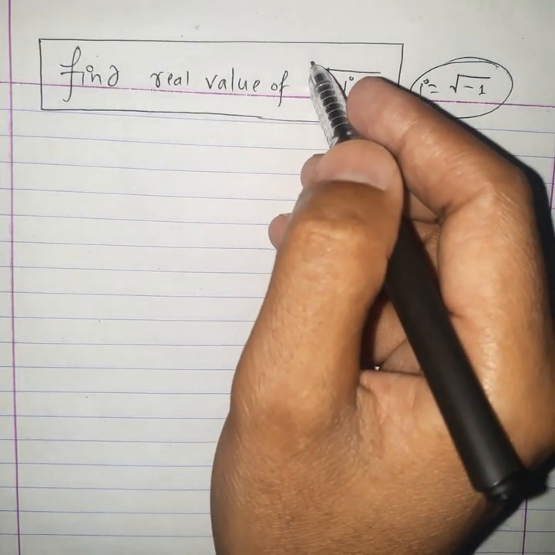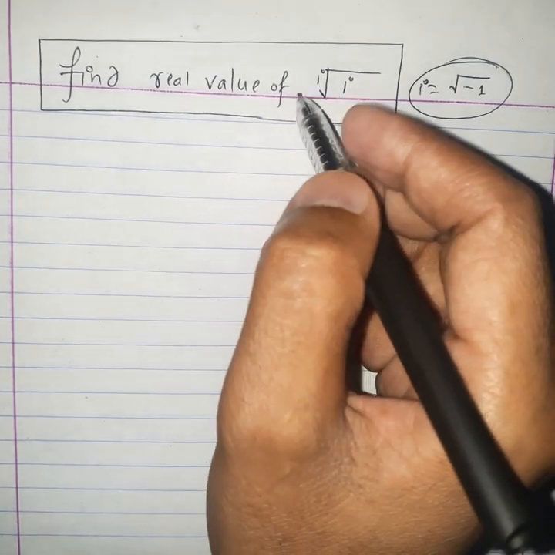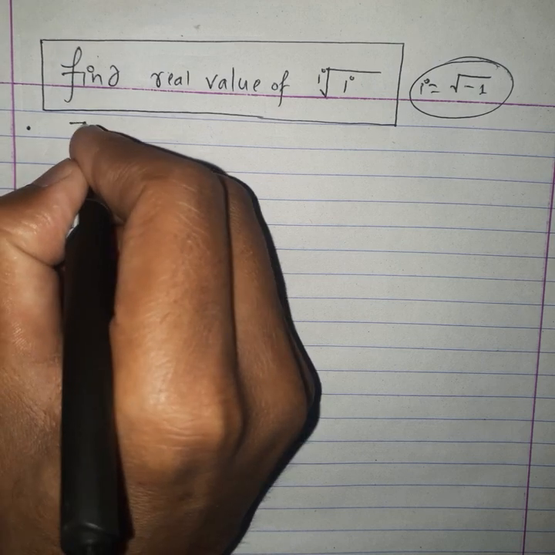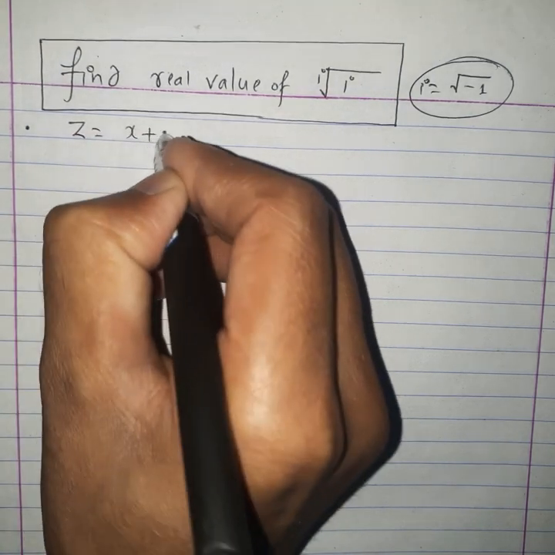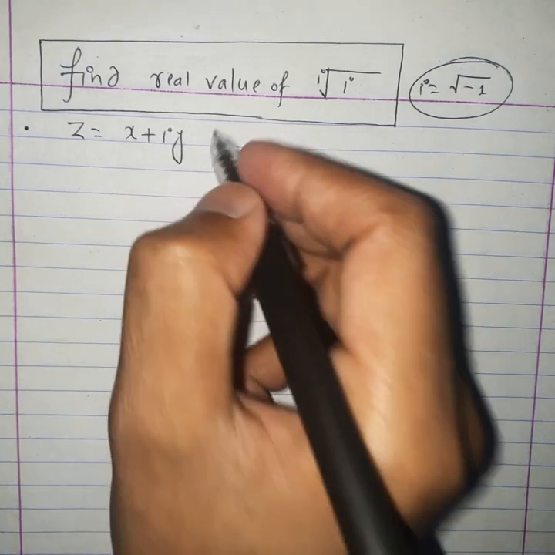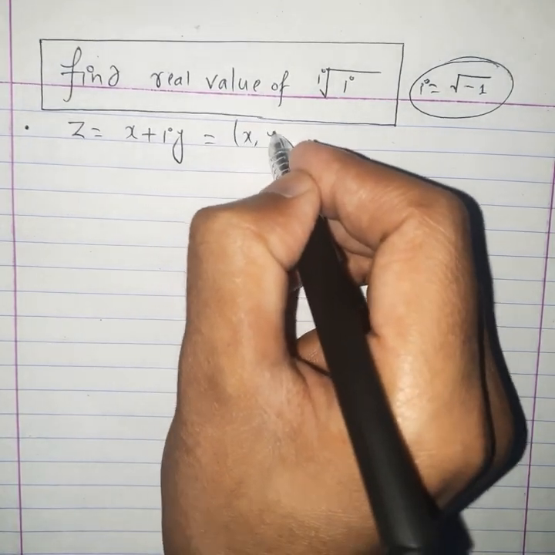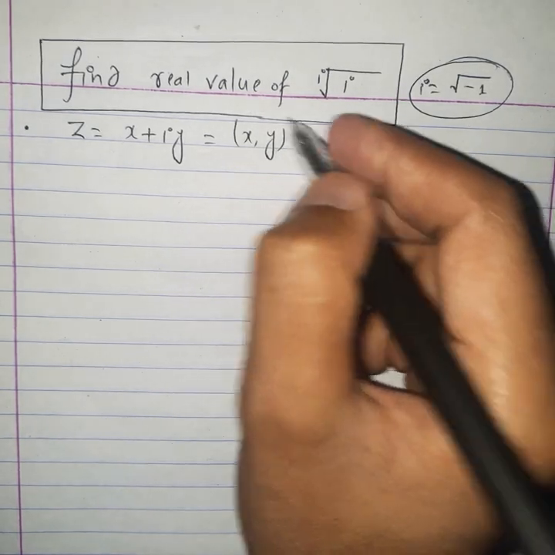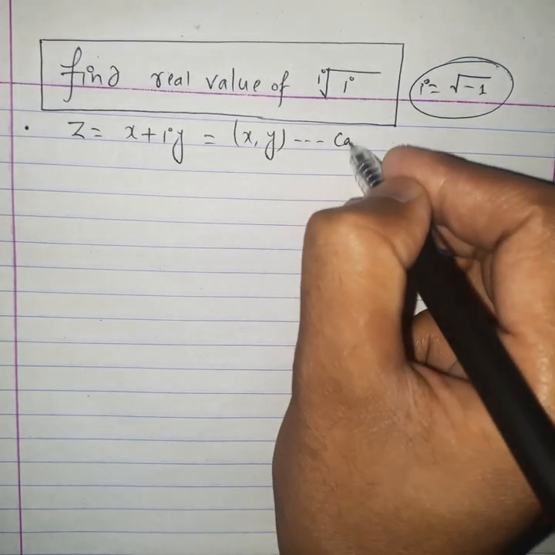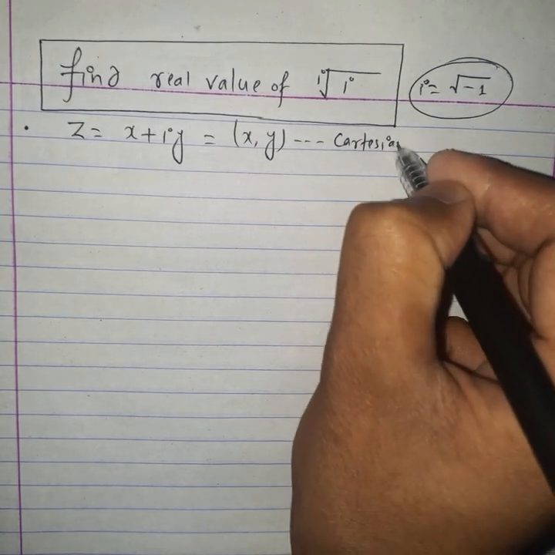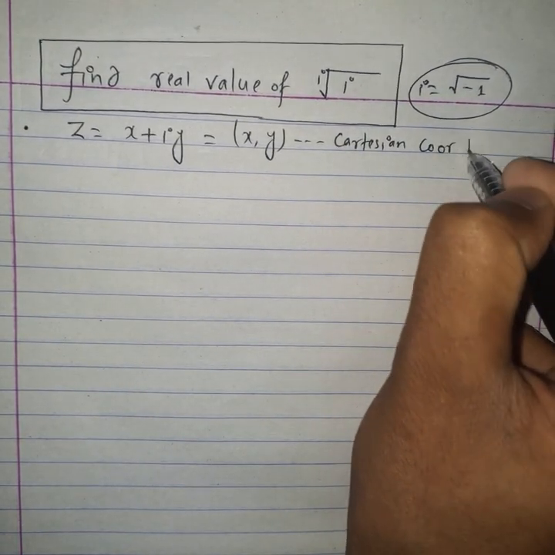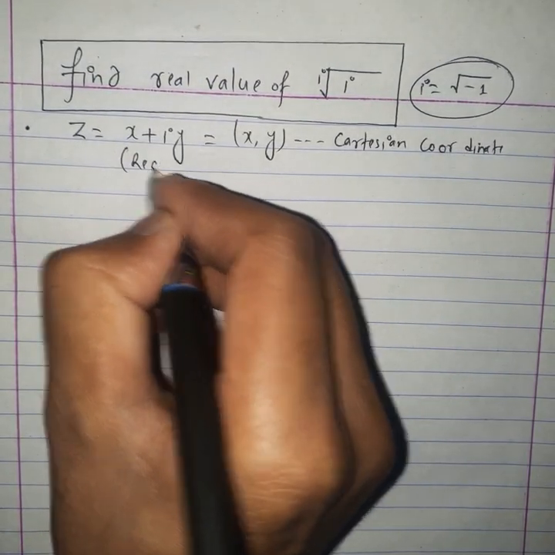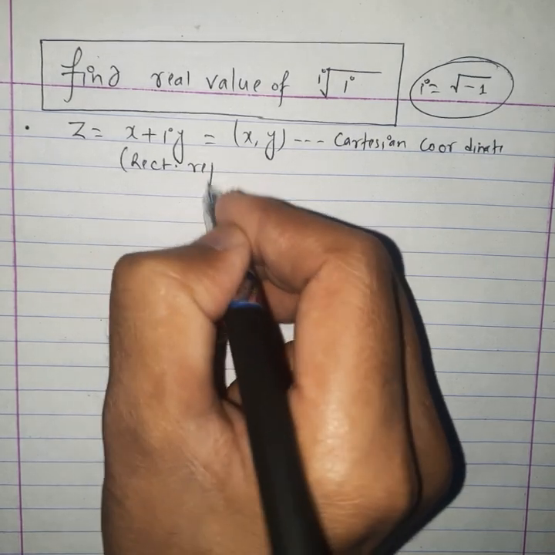Before moving to the solution of this particular question, let's have a quick recap on the polar representation of a complex number. Let's say our complex number z is expressed in the form x plus iy. It can be written as (x, y). This representation (x, y) is called the Cartesian coordinate, and this format is called the rectangular representation.